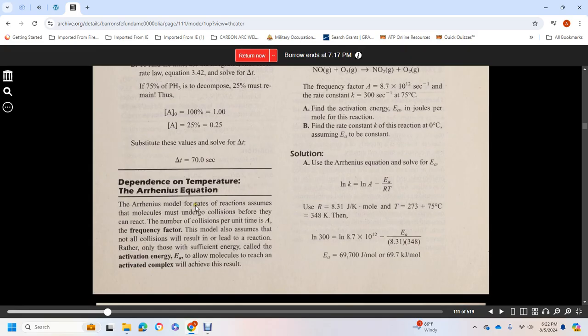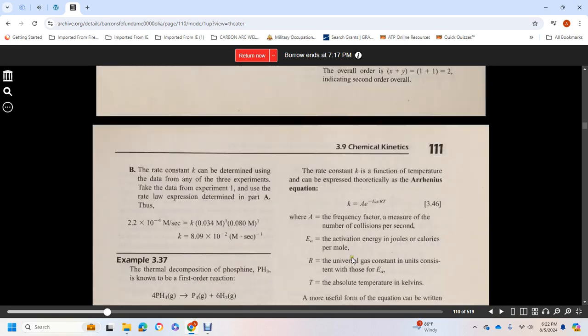Dependence on temperature: the Arrhenius equation. Arrhenius modeled rates of reaction by assuming that molecules undergo collisions before they react. A is a frequency factor, the number of collisions per unit time. The model assumes that not all collisions lead to a reaction. Rather, only those with sufficient energy, called the activation energy, allowing molecules to reach the activated complex, will result in reaction. The rate constant k as a function of temperature can be expressed theoretically by the Arrhenius equation.